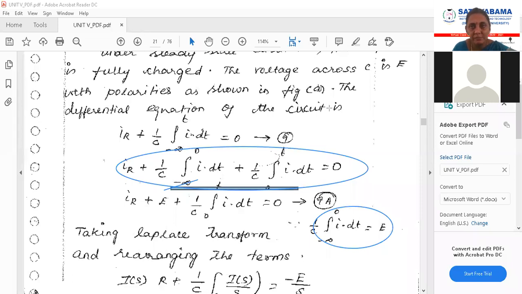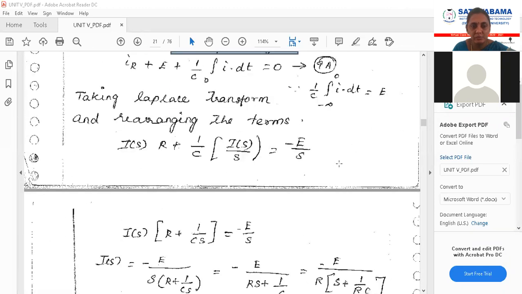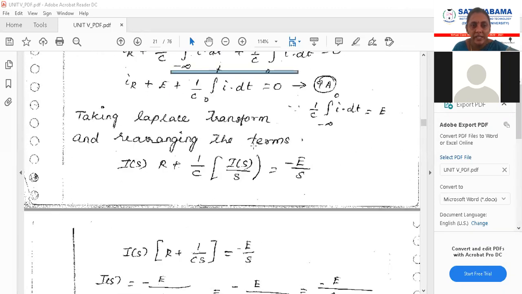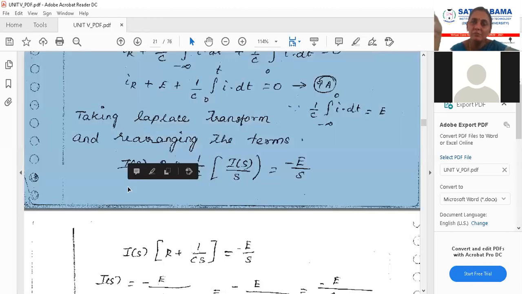Now what is the next step? Next, you have to take a Laplace transform. Now taking the Laplace transform, for IR you will write it as I of s. Laplace is very, very important. Without knowing the Laplace transform, you cannot attend any problems in transients. Transients is fully based on Laplace.